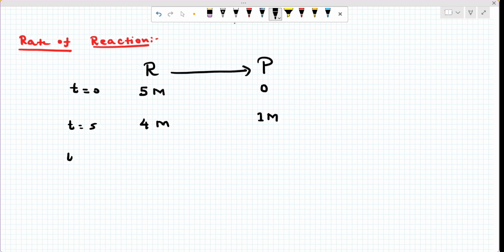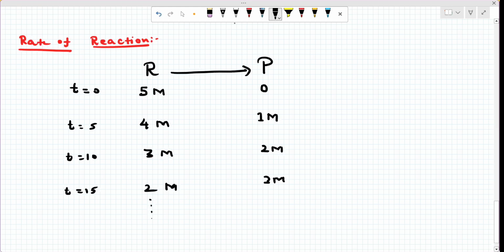Similarly, at time equal to 10 seconds, this is 3 molar and this is 2 molar. You got the point? Okay, and at time equal to 15 seconds, this is 2 molar and this is 3 molar. You got the point?